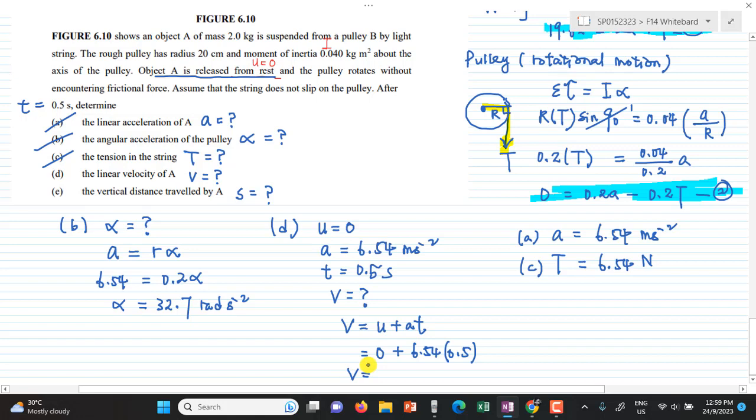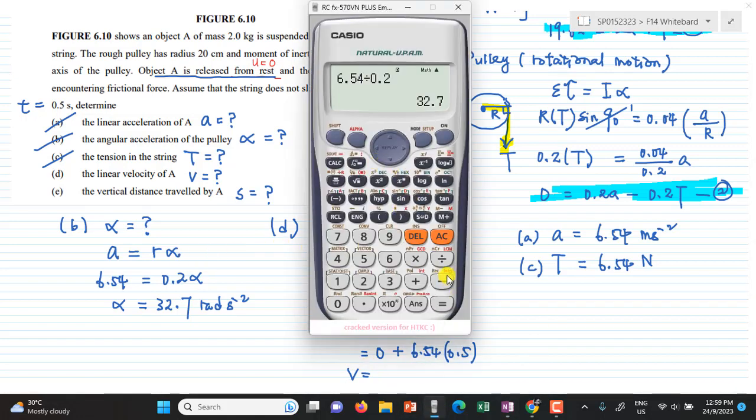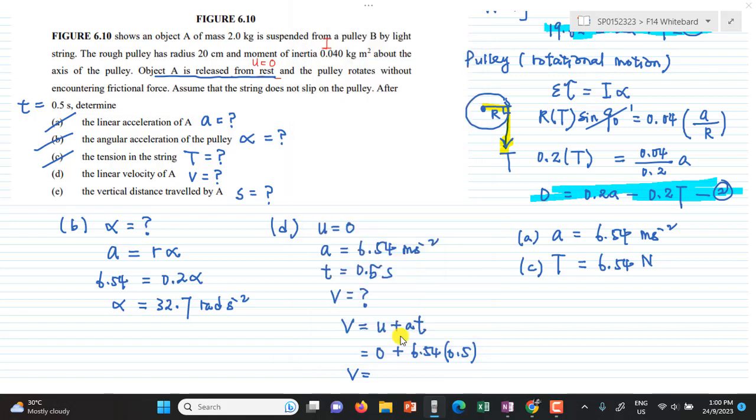So what should the speed of object A after 0.5 second be? Let's calculate. We get 3.27 meter second negative 1. Okay, done. Then question E.